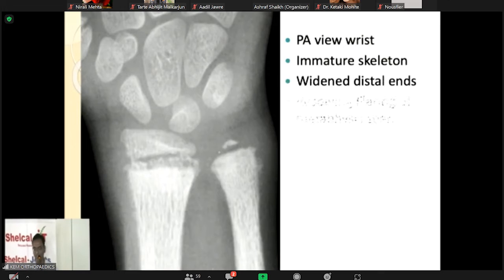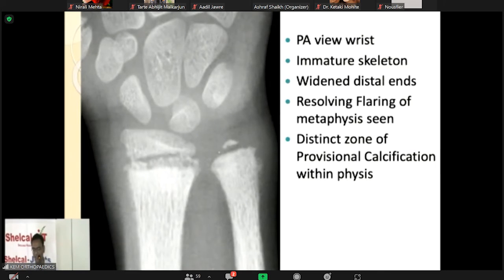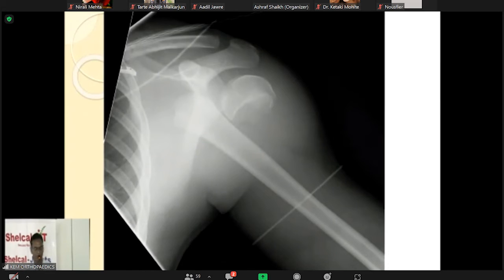Again, a PA view of the wrist, immature skeleton, widened distal end, resolving metaphysis. So this is a case of healing rickets with a distinct zone of provisional calcification within the physis.